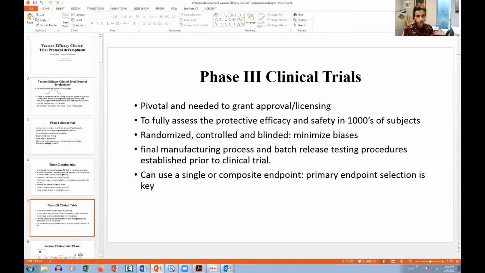The endpoint, again, is efficacy, but it can be a single endpoint or a composite endpoint. But the primary endpoint is key. And that is because the manufacturer or the sponsor usually will request the indication for a particular vaccine based on their primary endpoint.